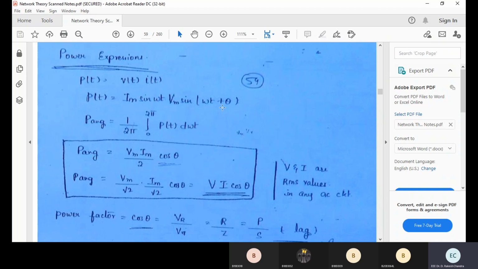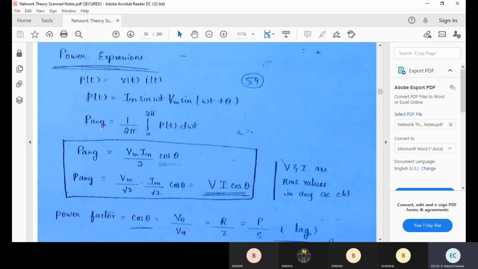Okay, then P average is equal to... Sorry, the voltage leads here. So current lags, so voltage leads here. Omega t plus theta means omega t starts from minus theta in the beginning itself, not from 0, before 0 degrees of theta. So voltage leads by an angle theta.